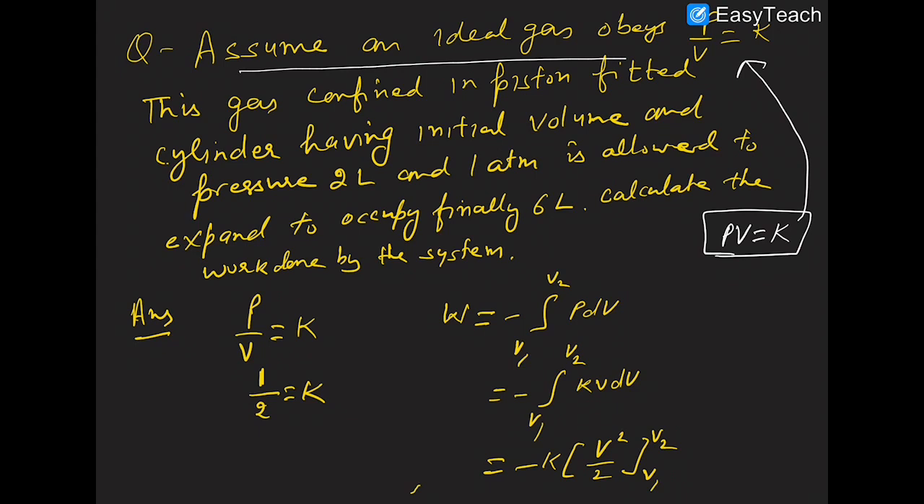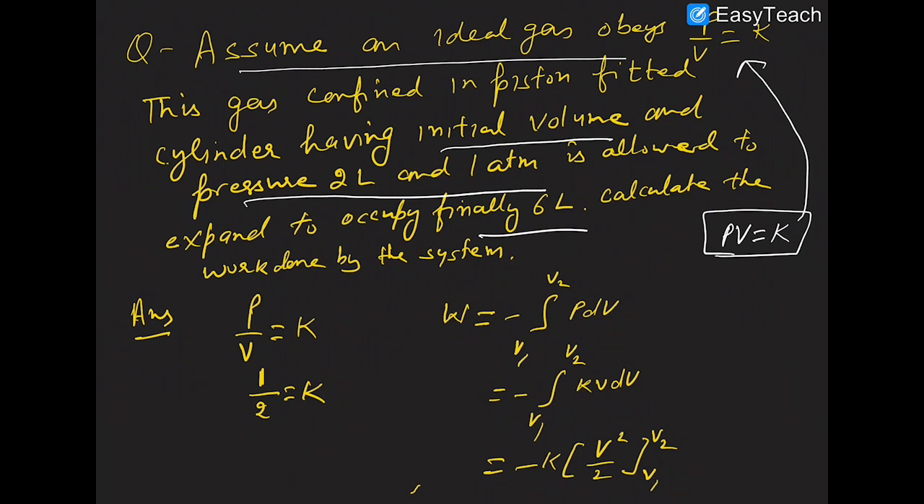The gas is confined in a piston-fitted cylinder having initial volume and pressure of 2 liter and 1 atmosphere. So the initial volume is 2 liter and the initial pressure is 1 atmosphere, and it is allowed to expand finally to 6 liter. So the 2 liter gas expands up to a volume of 6 liter.